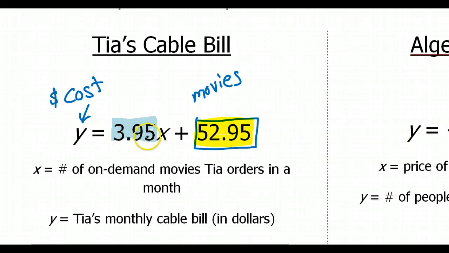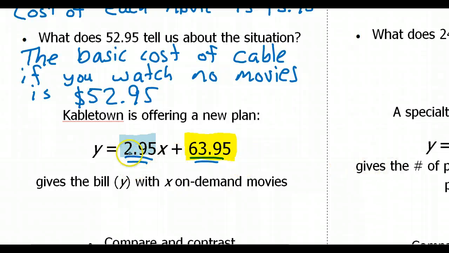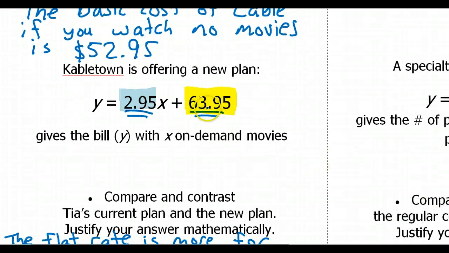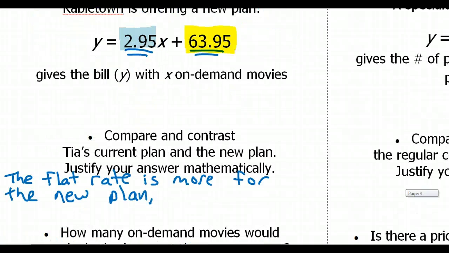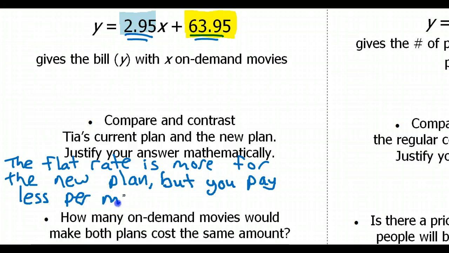$3.95, that's how much we're paying per on-demand movie for the original plan. But now we're paying $2.95 per movie. Okay? So we're paying less per movie. We're paying more for the basic rate, the flat rate, but we're paying less per movie. So I'm going to say, but you pay less per movie with the new plan.